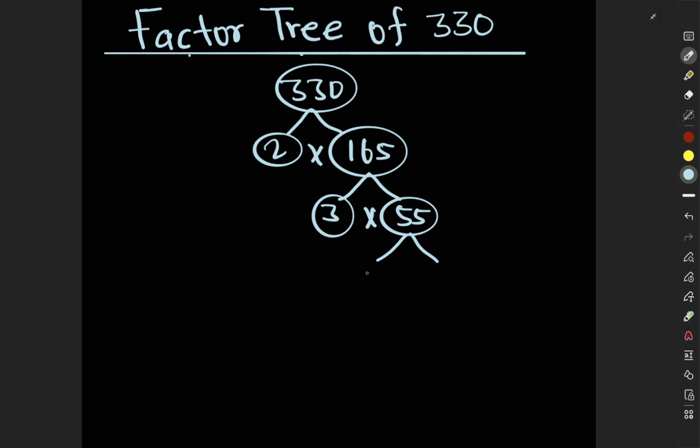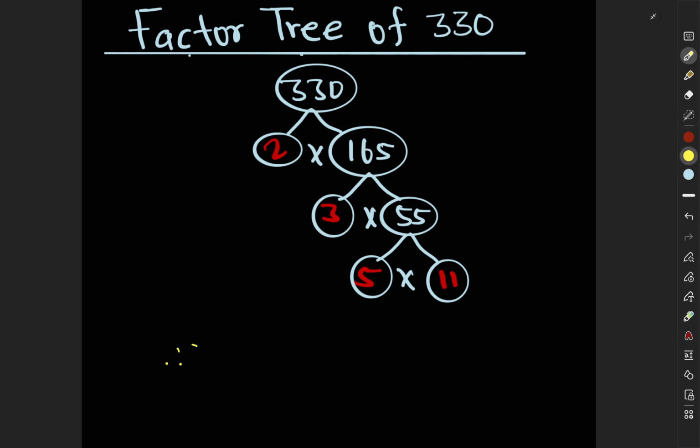55 can be written as 5 times 11. 5 times 11 means 55. So now we select the prime numbers in all these numbers. So the prime numbers are 2, 3, 5 and 11.